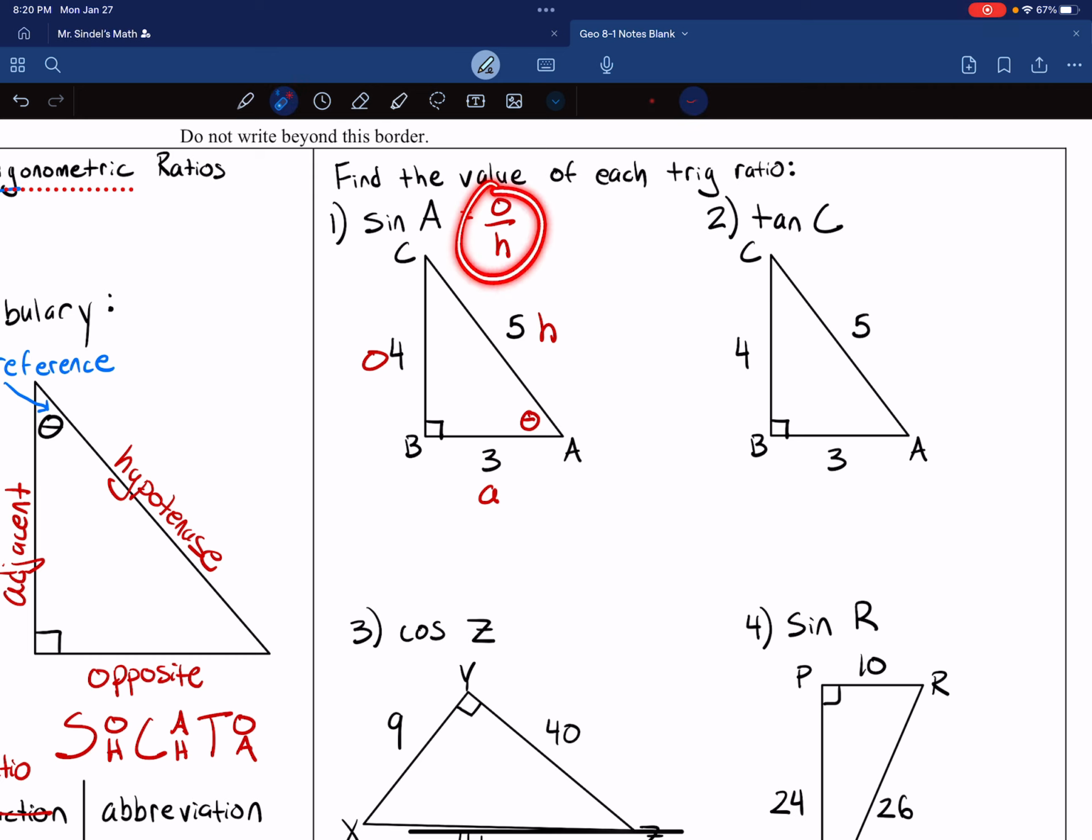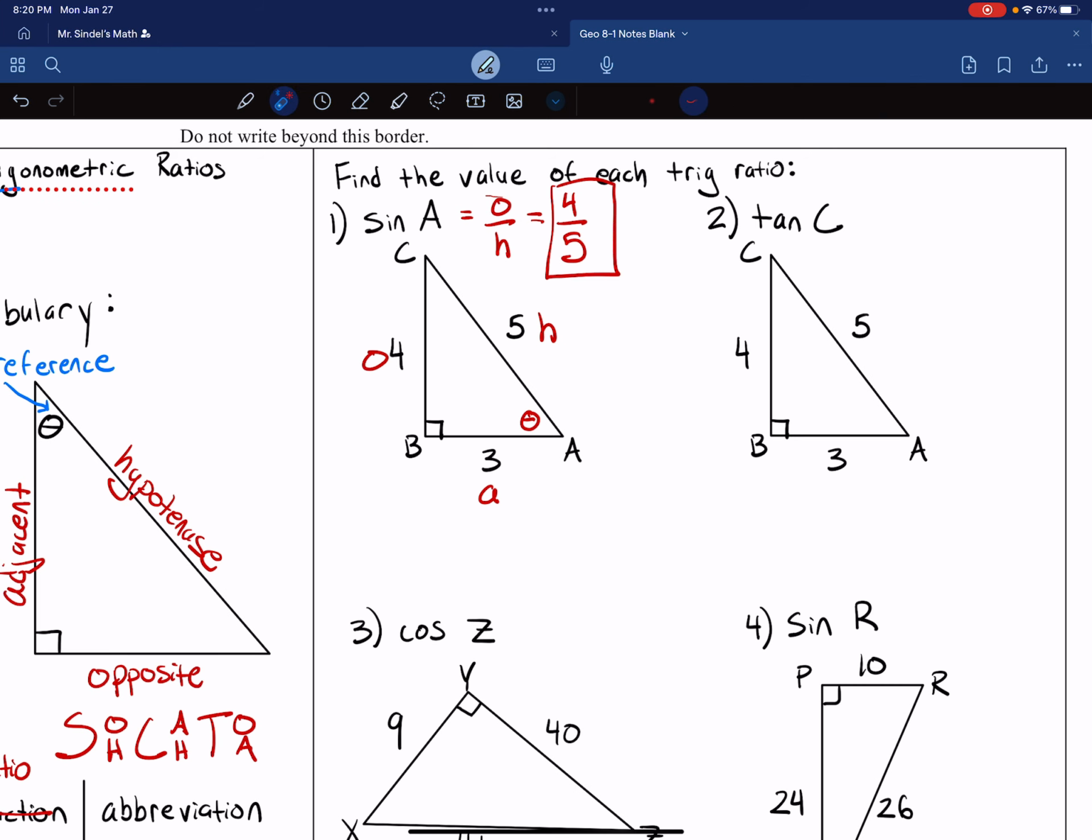I wouldn't actually do this on a test, but this is just for the notes to show you where this is coming from. I would actually just jump straight in and be like, okay, well, the opposite is 4. So I'd write a 4 on the top, and the hypotenuse is a 5. I would write a 5 on the bottom. I would make sure that my fraction is simplified, it looks good, and then I would box my final answer. That's all there is to it.